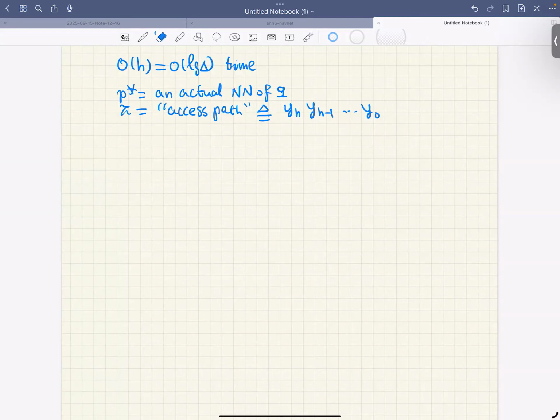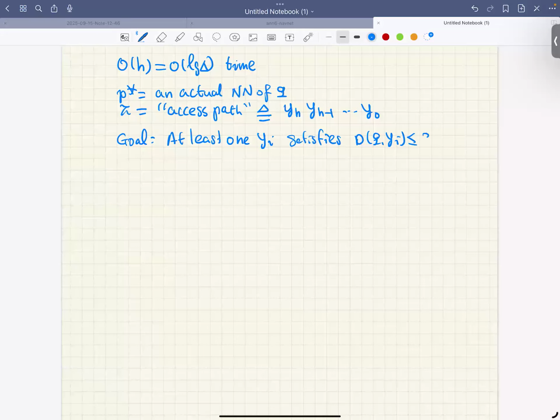All right, so our goal is to show that at least one yi satisfies: the distance from Q to yi is at most 3 times the distance from Q to P star. Okay, so that's what we want to show. This is going to prove the claim.